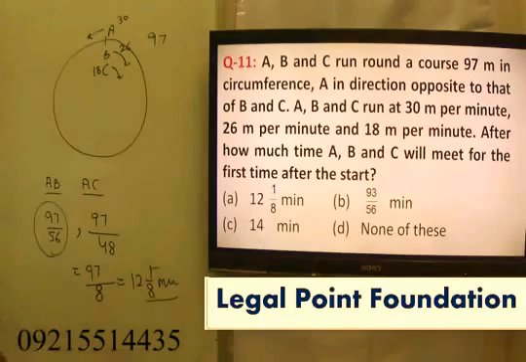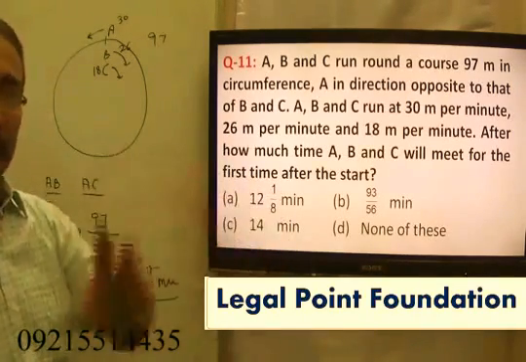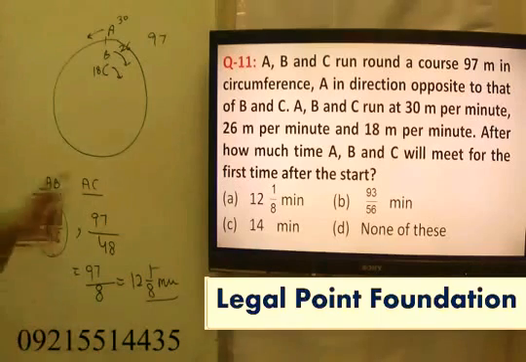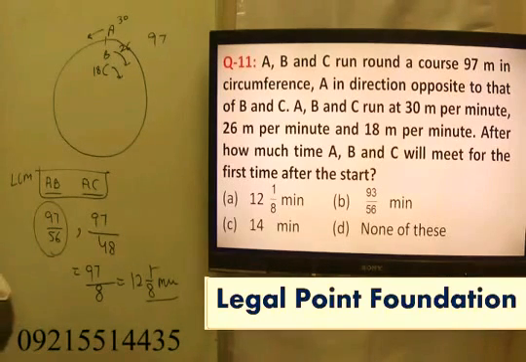One thing you can understand here: if the question said they have to meet for the first time at the starting point, then you have to take the LCM of the individual times taken. But here it is given that we have to take it for the first time, then you have to take the LCM of AB and AC. For understanding that, you may watch my video on circular and linear races in time, speed and distance. In this I elaborately explained this concept.